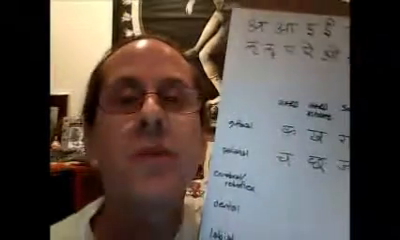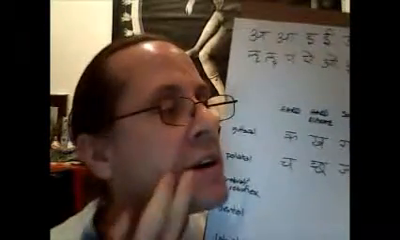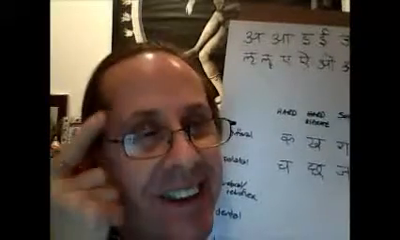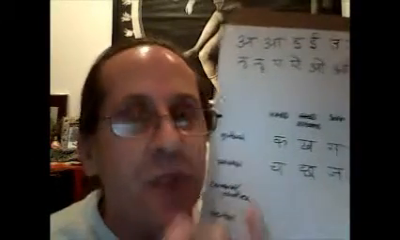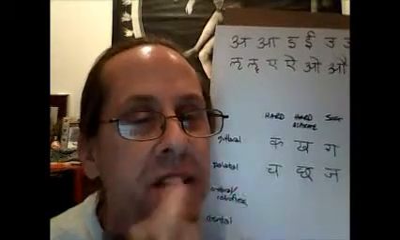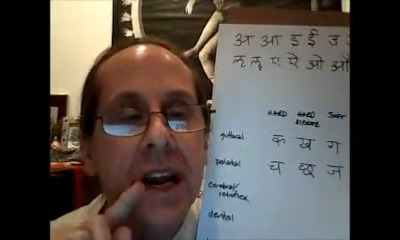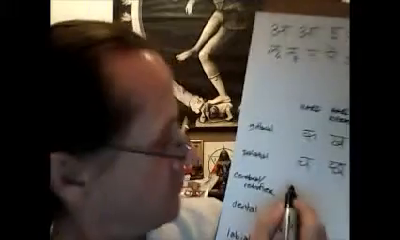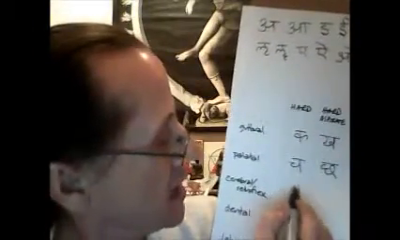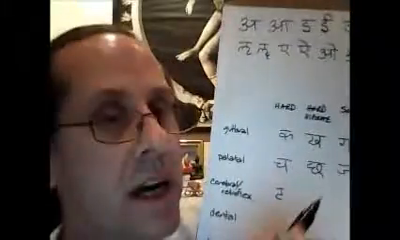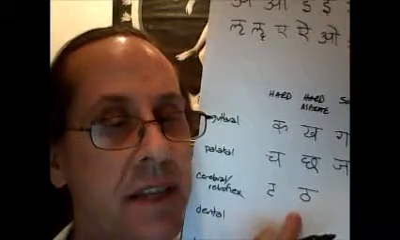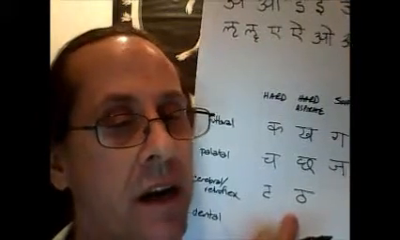Okay, so then we move to the cerebral or retroflex class of consonants. Now why cerebral or retroflex? Cerebral because your tongue points backwards toward your brain, or because your tongue retroflexes, it flexes backwards, and touches the front of the upper palate above the teeth, at the top of the teeth. So the hard form is ta. The hard aspirated form, tha. It's ta with a ha.